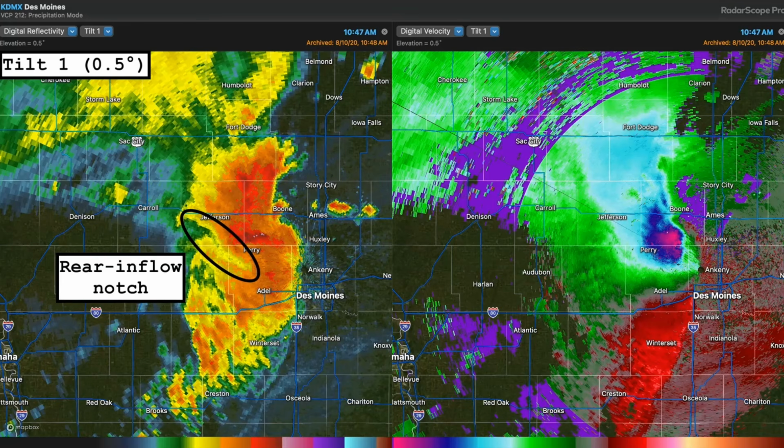Sometimes rear inflow notches develop, which are small channels of weak reflectivity in the lowest 1 to 2 kilometers above radar level that signal the arrival of the rear inflow jet at the surface and represent localized enhancements of the winds within the rear inflow jet. Tornadic circulations often occur just north of the apex of the bow.